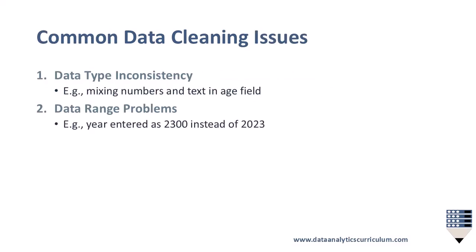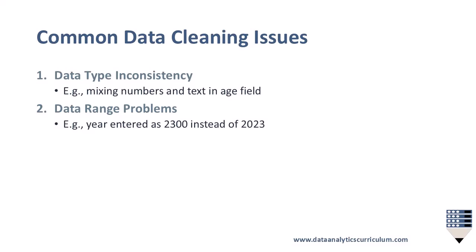The first is data type inconsistency. For example, imagine a column meant for ages, but some entries are numbers like 25 and others are text like "twenty-five." Mixing data types confuses your software and leads to calculation errors. Always make sure each column has one consistent data type.